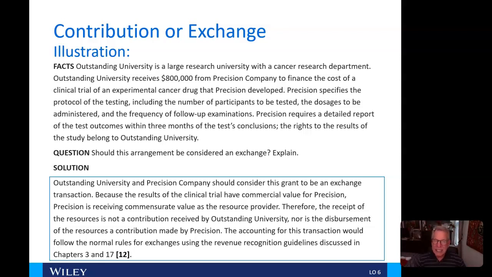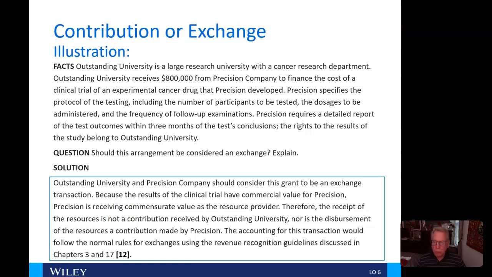Precision requires a detailed report of the test outcomes within 3 months of the test's conclusion. The rights to the results of the study belong to Outstanding University. Should this arrangement be considered an exchange? Well, Outstanding University and Precision Company should consider this grant to be an exchange, because the results of the clinical trial have commercial value for Precision. Precision is receiving commensurate value as the resource provider.